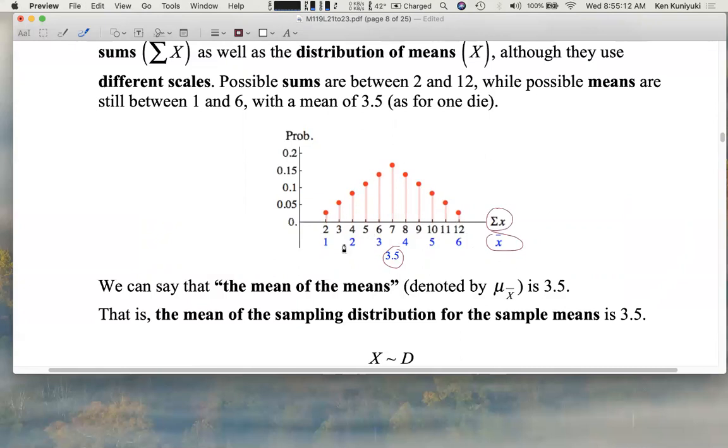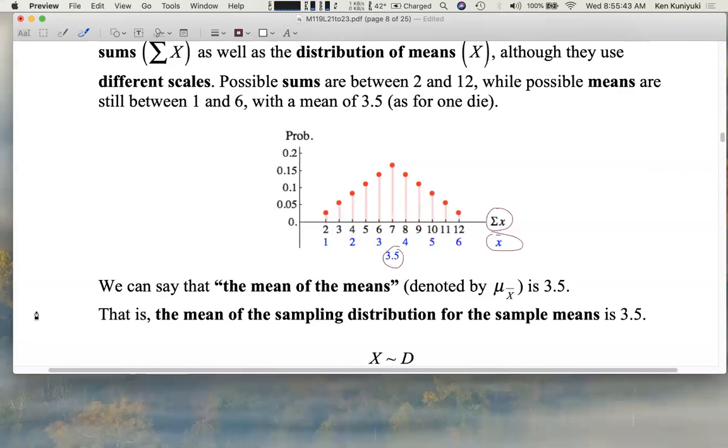Again, why is it triangular? The probability here for the sum or this average, it's 1 over 36, then 2 over 36, 3 over 36, 4 over 36, 5 over 36, 6 over 36, or 1/6, the most likely. Sum 7, or average 3.5, then down 5 over 36, 4 over 36, 3 over 36, 2 over 36, 1 over 36.